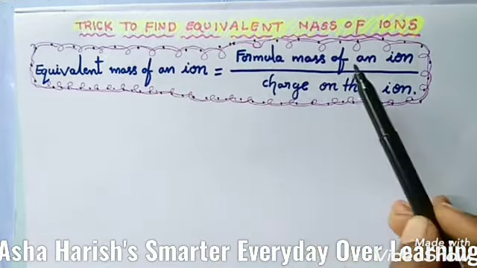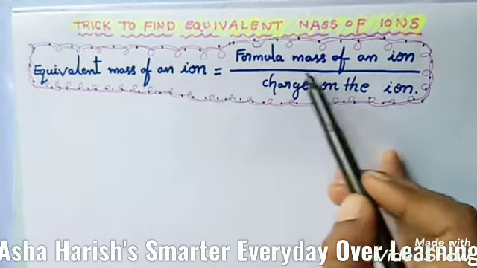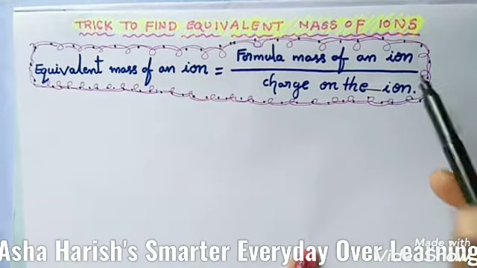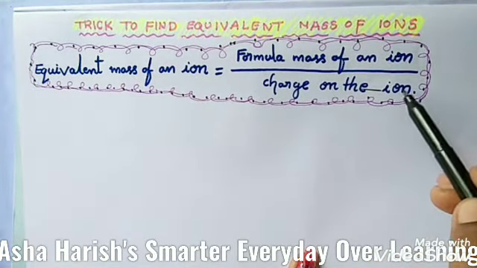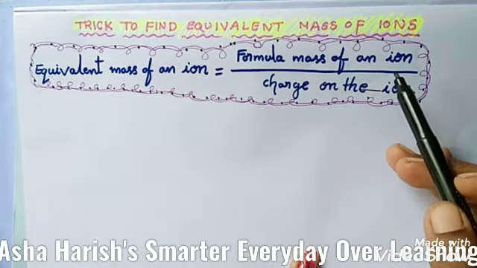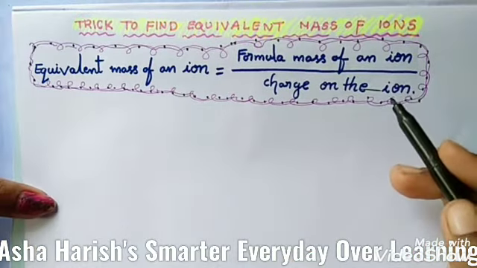Here is the formula. You have to remember that the equivalent mass of an ion is equal to the formula mass of the ion divided by the charge on the ion. Whether it is a cation or an anion, you have to apply this formula to find the equivalent mass of that entire ion. Let us see the examples.